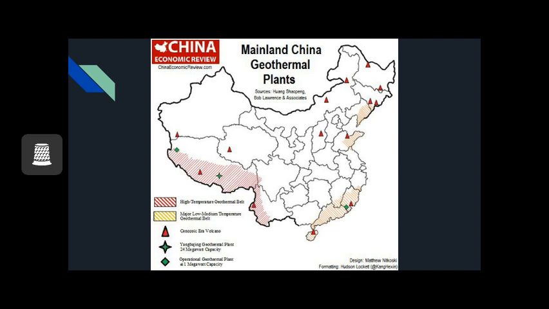As you can see, there are nowhere near as many power plants in China as there are in the United States, but the future of China looks very positive for the upcoming projects being made to make geothermal energy a larger substance and produce more of it throughout the nation of China.